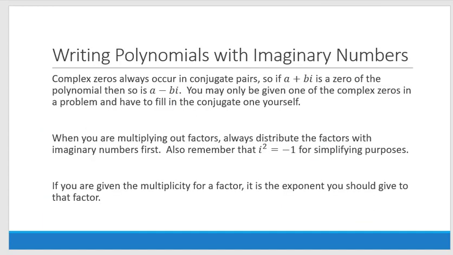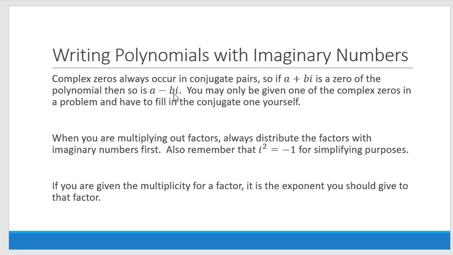So now let's look at what would be different if one of the zeros they gave us was a complex number or a number with an imaginary value in it. One of the important rules to know is that complex zeros always occur in conjugate pairs. So if they gave you a number like 2 plus 3i, then you need to know that 2 minus 3i is also one of the zeros of the polynomial.